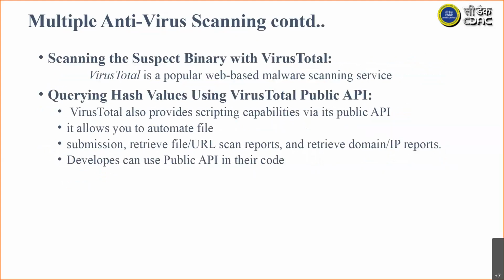Scanning the suspect binary with VirusTotal is another method. VirusTotal is a popular web-based malware scanning service. You can use the VirusTotal public API. VirusTotal provides scripting capabilities via its public API, which allows you to automate file scanning. You can write your own script which uses the VirusTotal public API and generate your own scanning code.